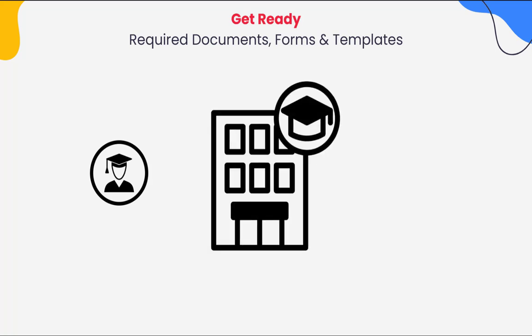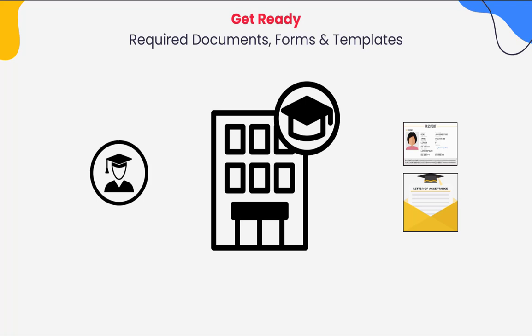Note, if you are a student and your main goal is to find a dormitory, then things are actually very simple. All you need are two documents, a copy of your passport and your university acceptance letter. That's it. Those two documents are enough to start your dormitory application.